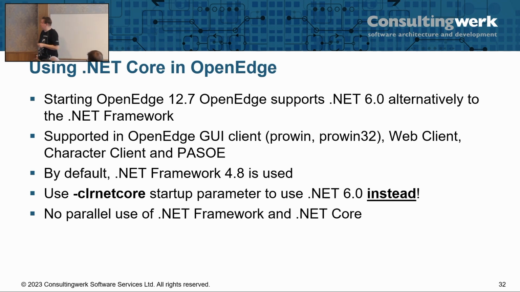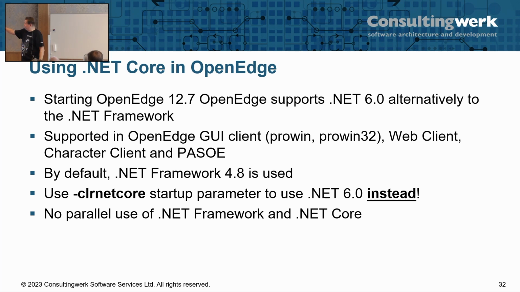So starting with 12.7, OpenEdge supports .NET 6.0 as an alternative to the .NET Framework. Alternative means when you start a session, you have to decide whether you start with support for the .NET Framework or .NET 6. So it's not at installation time. It's when you start a Progress session.